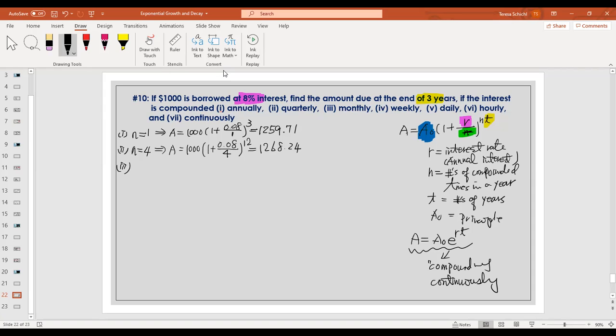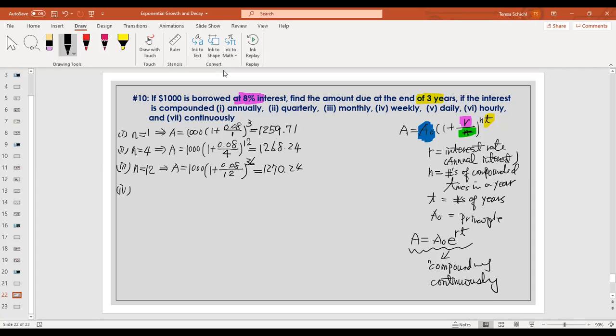Now let's take a look at the third one. How about compounding monthly? If you compound monthly, n is equal to 12. So this is 1,000 times (1 plus 0.08 divided by 12). 3 years is 36 months, so the power is 36. Put this into your calculator and you get a little bit more than compounding quarterly, which is 1270.24.